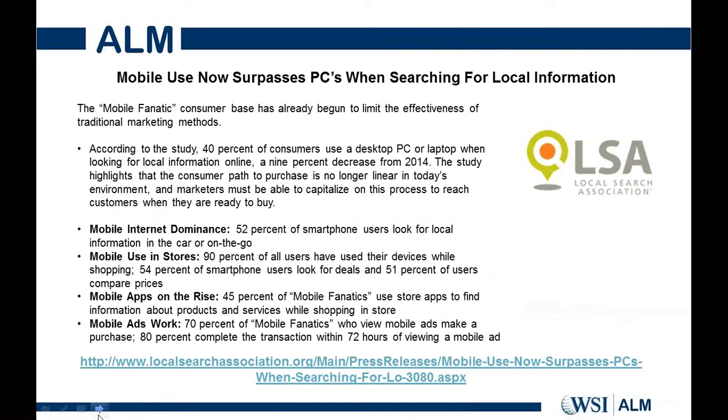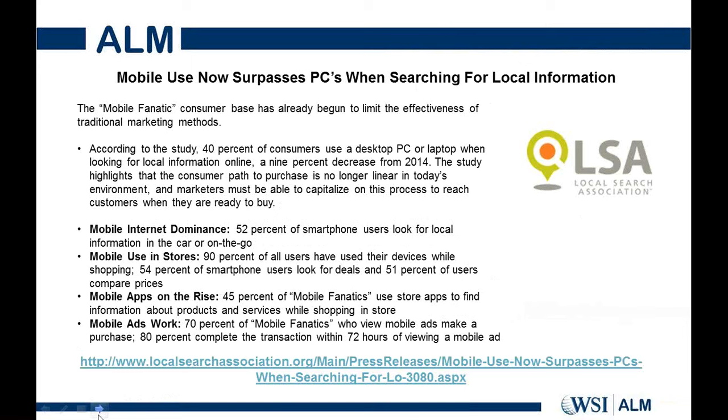This is a specific study, and the mobile fanatic consumer base has already begun to limit the effectiveness of traditional marketing methods. According to the study, 40% of consumers use a desktop, PC, or laptop when looking for local information online, a 9% decrease from 2014. The study highlights that the consumer path to purchase is no longer linear in today's environment. So remember, it used to be very forward-thinking, process-oriented. Desktop to actually going to the store and buying in the store, for example. Or before it was looking at a newspaper, looking at the ads, cutting the ad, taking it to the store if it's a coupon or a brochure or something, and then making a purchase.